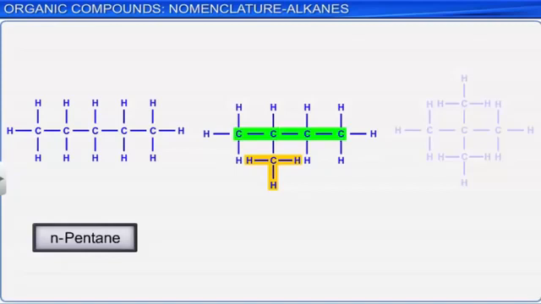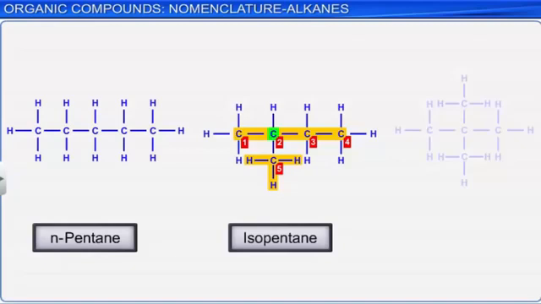If the carbon atom next to the terminal carbon, having a methyl group as a branch, is attached to a continuous carbon chain, then the prefix iso is given to the name of the alkane. For example, for the structure shown here, which consists of a branched chain and is a 5-carbon system, the name given is isopentane.